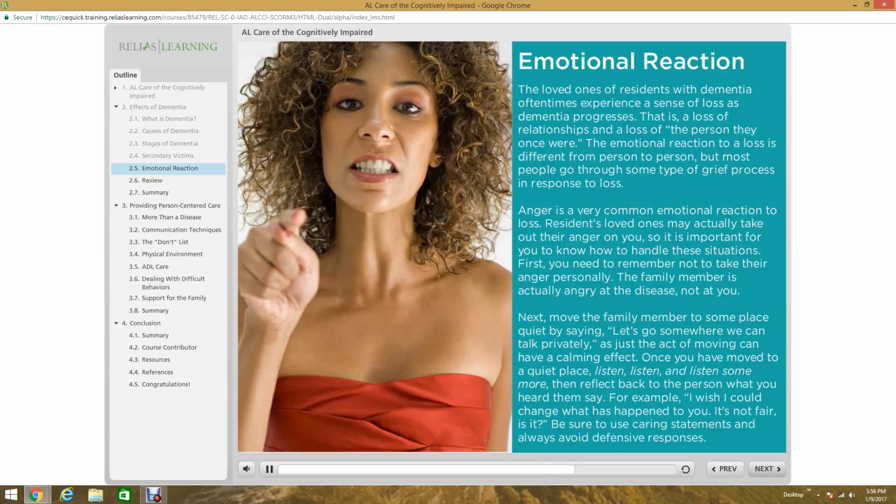Once you have moved to a quiet place, listen, and listen some more. Then reflect back to the person what you heard them say. For example, "I wish I could change what has happened to you. It's not fair, is it?" Be sure to use caring statements and always avoid defensive responses.